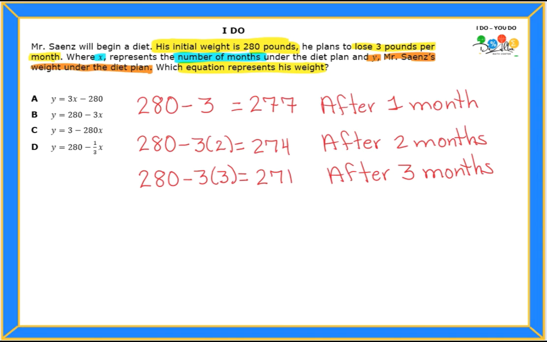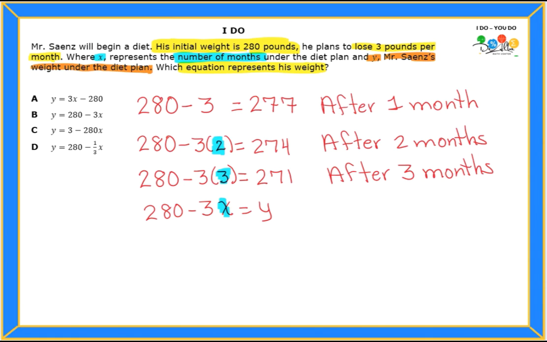Okay? So what do the 2 and the 3 represent? Okay? These 2 and the 3 represent the number of months. And in the problem, it says that the number of months is represented with X. So I'm going to rewrite my equation. And now I am not going to write down a number in the parentheses. I'm going to write down the X. Because X is the number of months. Okay? And what about the weight? What about his weight after so many months? That represents the Y value.